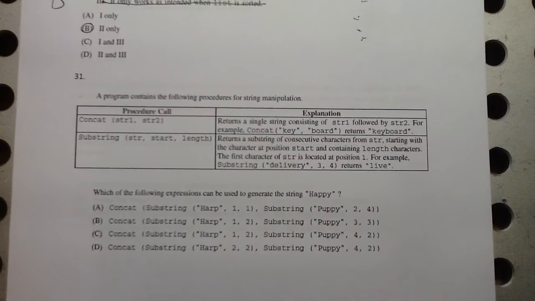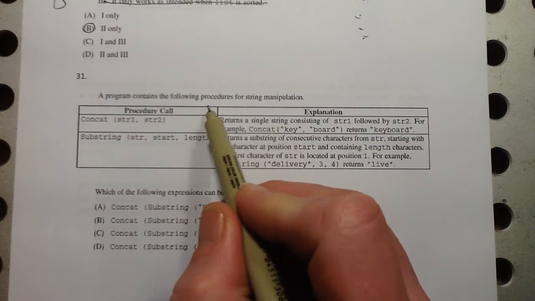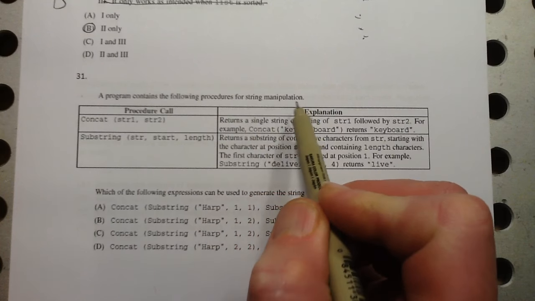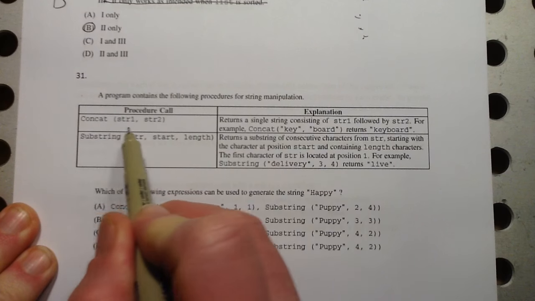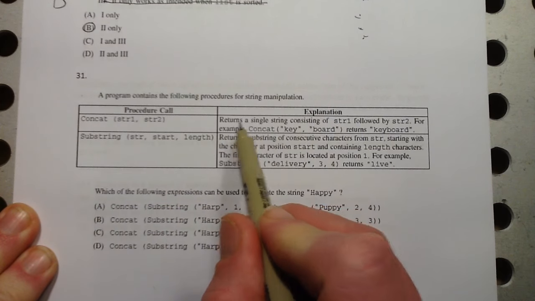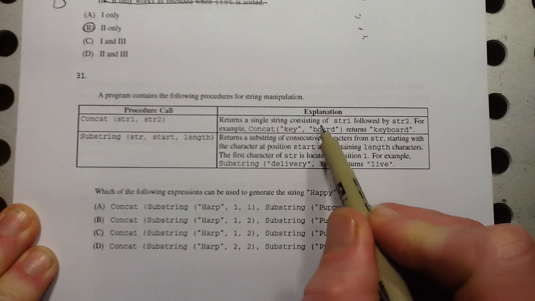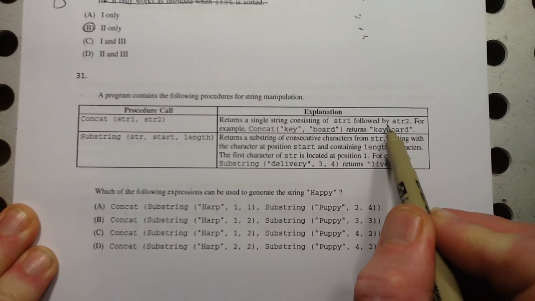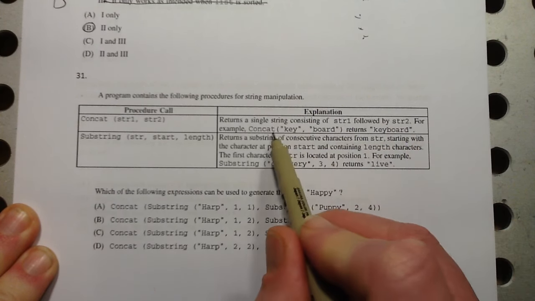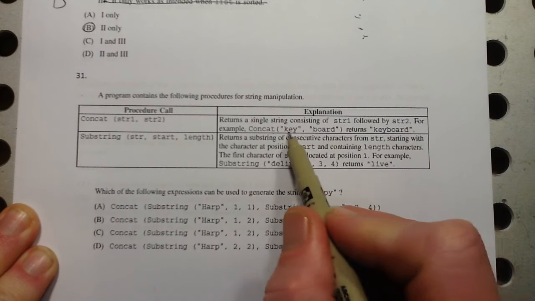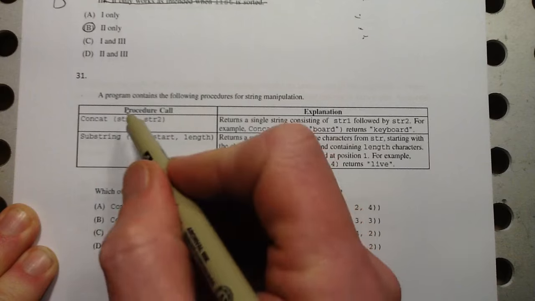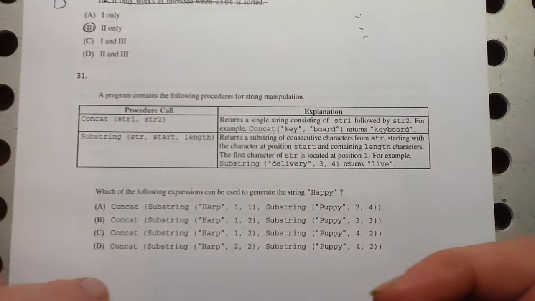Number 31. Program contains the following procedures for string manipulation. All right, we've got this one, Concat, so probably that puts these two together. It returns a single string consisting of string 1 followed by string 2. For example, concat key and board returns keyboard. So that's what concatenation is. It's putting two things together. So it'll take two strings and join them up.